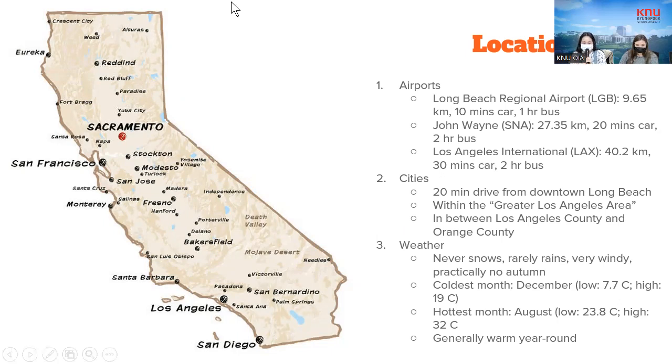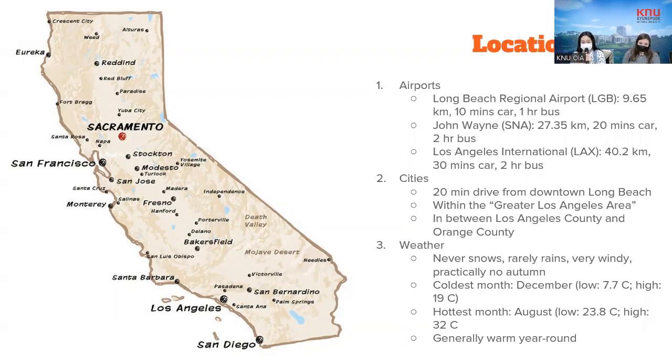So there are three airports that are surrounding the city and the school. There's the Long Beach Regional Airport, which we call LGB. And there's also the John Wayne Airport, which we call SNA. And there's also the Los Angeles International Airport, or we just call it LAX, in California. And you'll most likely arrive in LAX just because it's one of the bigger airports in California and a lot of international flights go through there. Long Beach Regional Airport and John Wayne Airport are more so for domestic flights.